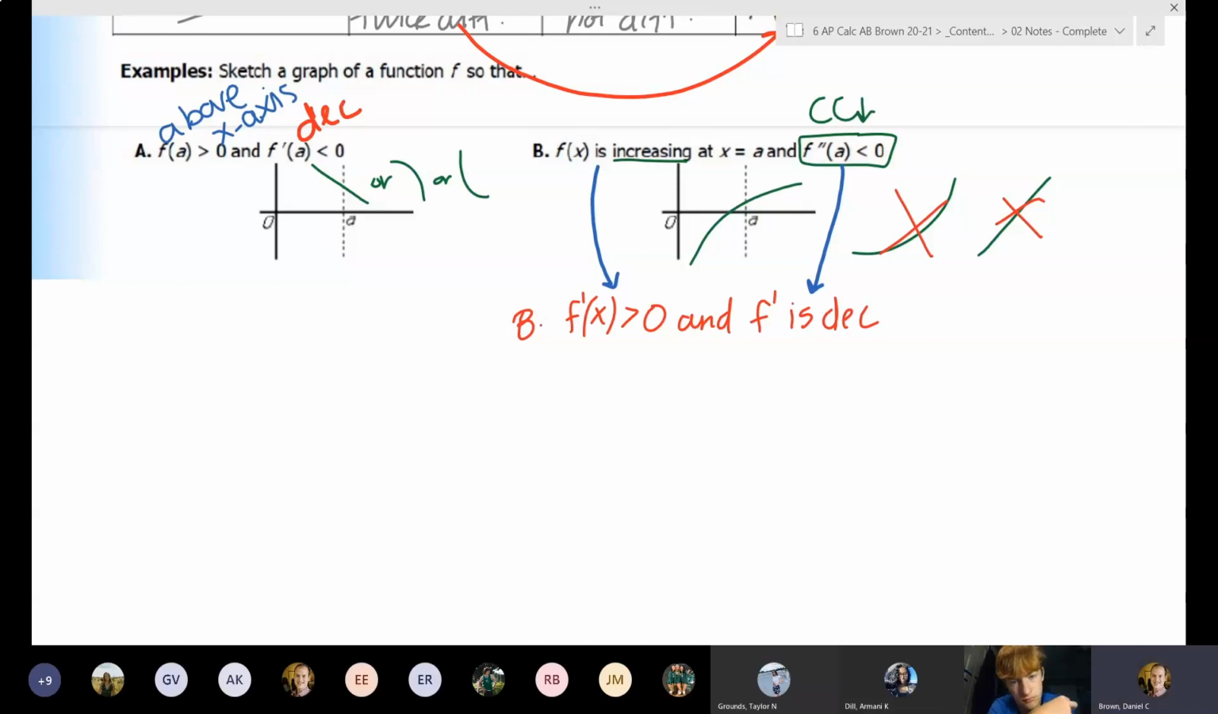Questions on those two graphs or anything? Mitchell, you have your hand up. Yeah. So the graph has to pass through the dotted line, right? The A. We just know, yeah, at A, it needs to be increasing and concave down.